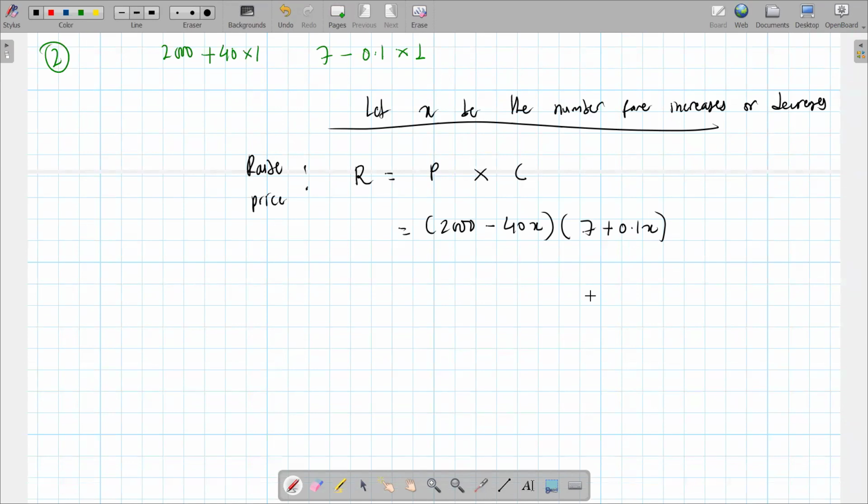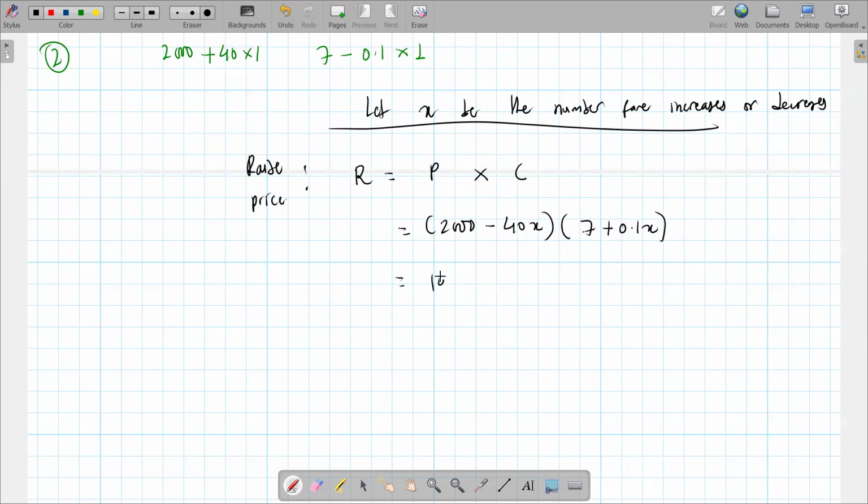How do we find the maximum of a quadratic? Find the vertex. But you don't have to, that's grade 10 stuff. If you want to do it using calculus, what you do is you open the brackets, set the first derivative equal to 0, and solve for x. That's the approach I'm going to use.